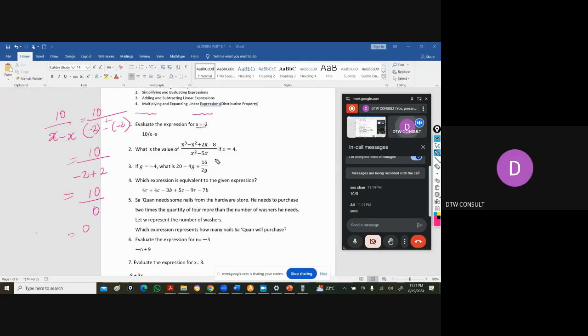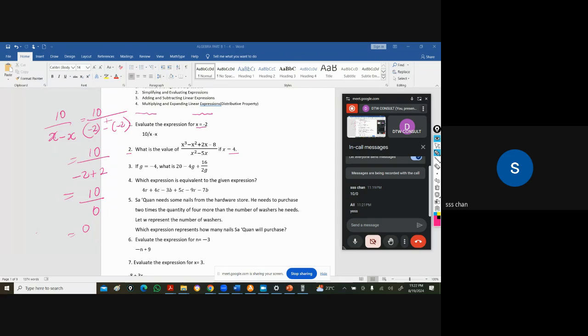Can everyone try number 2? Ali, I hope you can try number 2 now. Okay. Can I copy the first one first? Of course you can. Focus on that. Okay, plus x squared minus 5x. And what is this? If x equals 4.